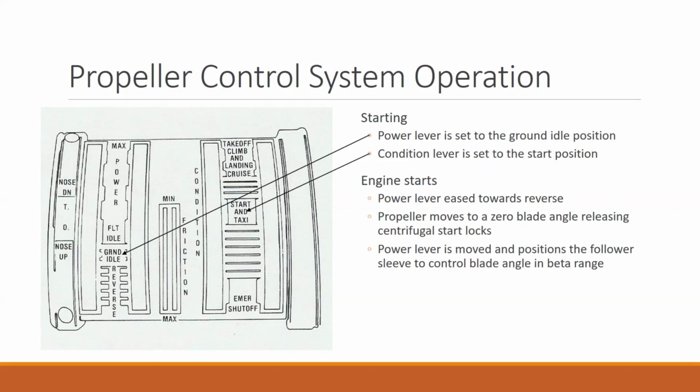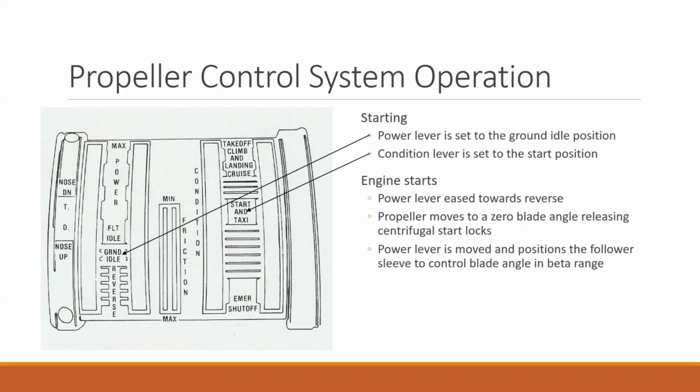And so they won't be able to slide out into the open position until we remove the force that the blade puts on the side of them, until we back that away. And so in order to do that, the power lever is eased towards the reverse position a little bit after the engine is started. And so the blades go to a very fine or a zero pitch position, which disengages the hooks from the start locks.